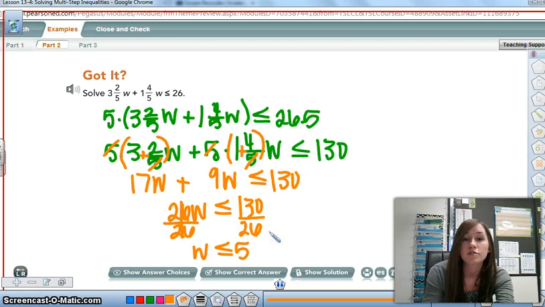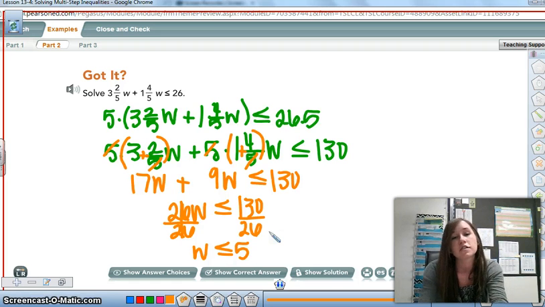This problem was challenging. We had to deal with fractions, and that can make things more challenging. I mean, think about all the things that we've been learning. Working with fractions, working with distributive property, working with equations, working with inequalities. It's like everything comes together in this one problem. But we have all the skills we need to solve it.